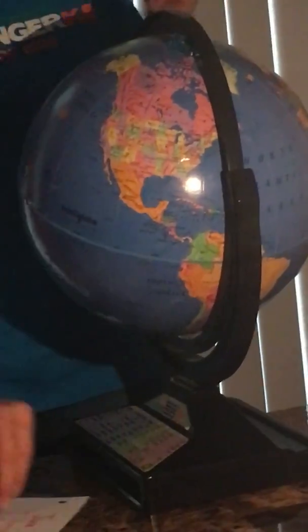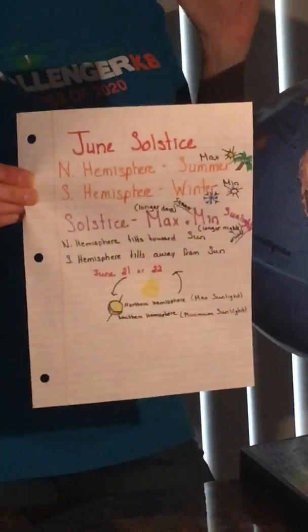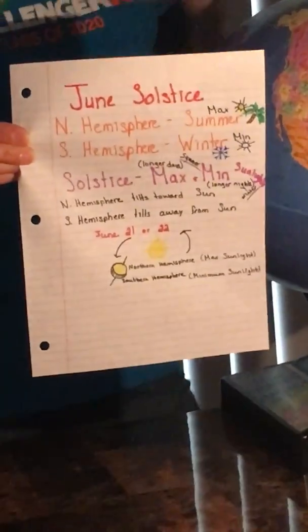So our June solstice for the northern hemisphere, which is above the equator, we're starting summer. This happens usually right around June 21st or 22nd. And in the southern hemisphere, they're starting winter. Again, solstice means you're going to have the maximum amount of daylight hours or the minimum amount of daylight hours.